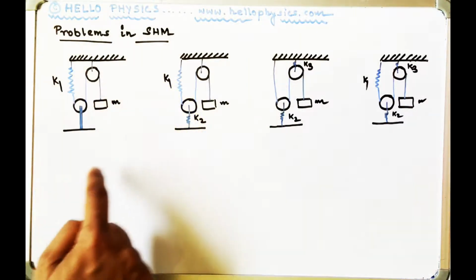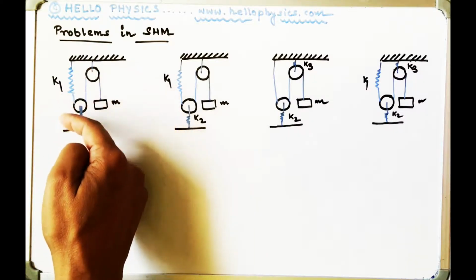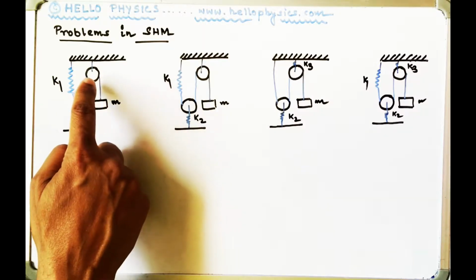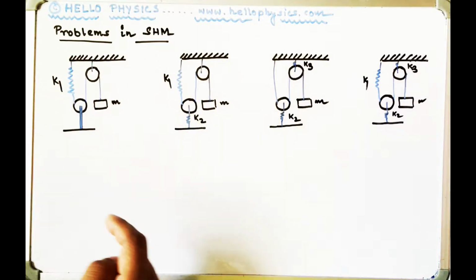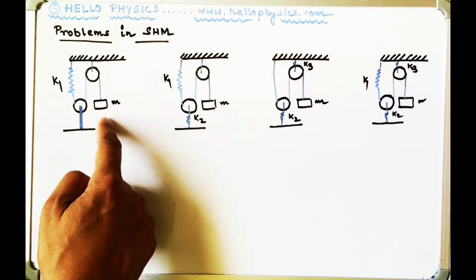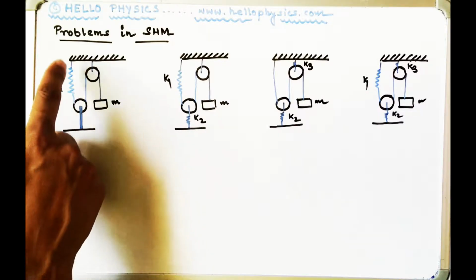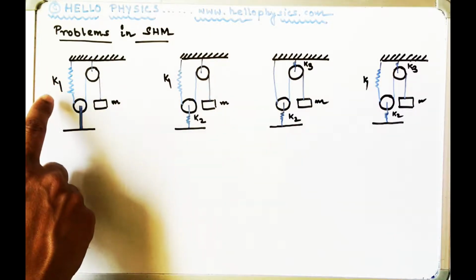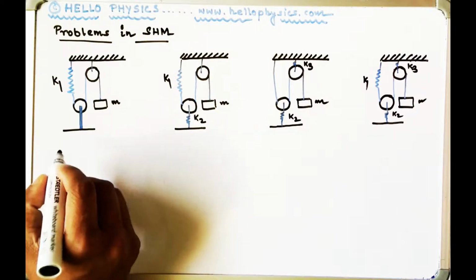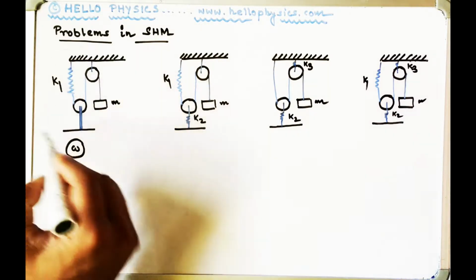In the first diagram, both the pulleys are fixed. This pulley is fixed to the bottom, and this pulley is fixed to the top. There is a rope running over the pulley. At one end there is an object of mass m. On the other end, the rope is connected to a spring of spring constant K1. Now you have to find out what would be the natural frequency, or omega, in this setup.